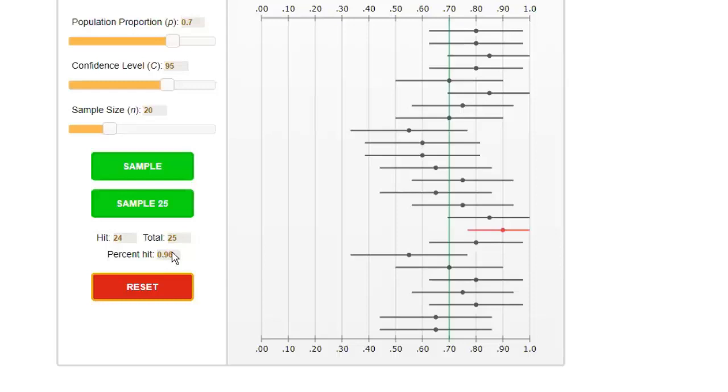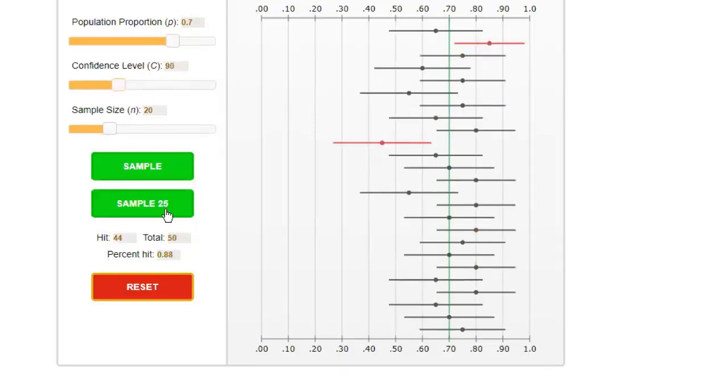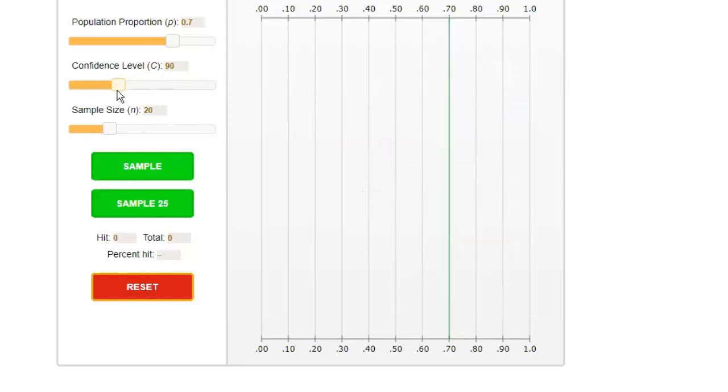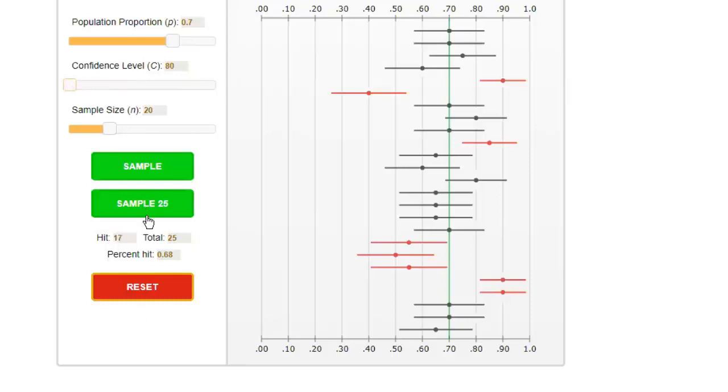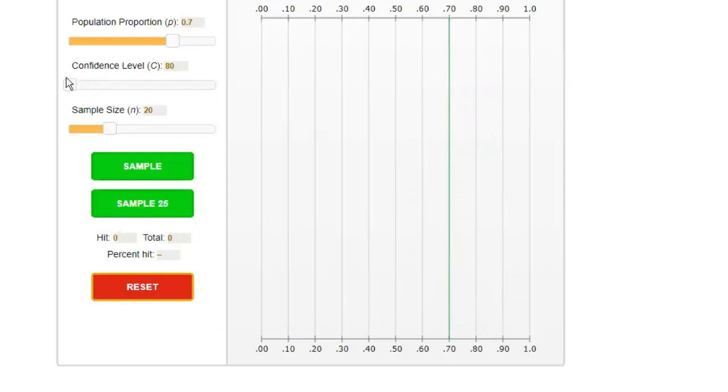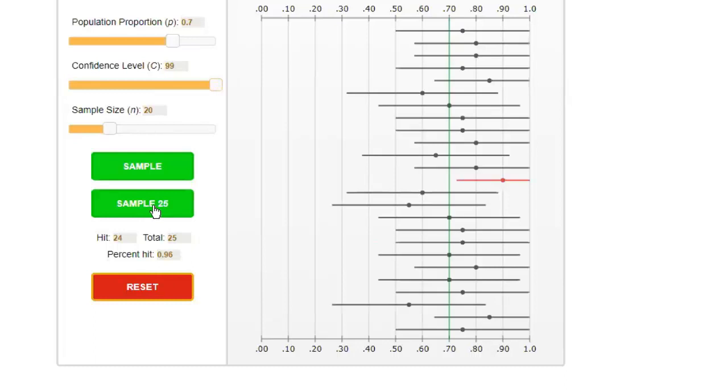It's better than advertised. Well, what if my confidence level decreased? What would happen to my intervals then? Let me reset so you can really get an appreciation for this. Drop it way down here. I'm less confident, but notice my intervals got smaller. How do you get more confident? You make the intervals bigger. See that?